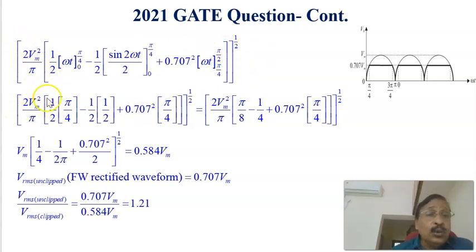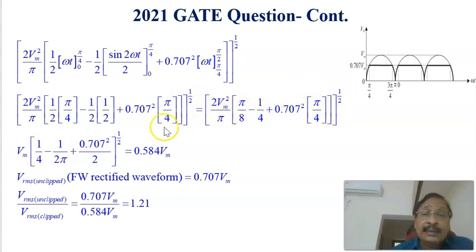Or here, 2 Vm by pi square divided by pi, half into, substituting here pi by 4 minus half into sine 2 into pi by 4, sine pi by 2. And here also we can get it is equal to 1 by 2, which is equal to plus 0.707 square into, substituting here pi by 4, and all under square root. Again that is equal to 2 Vm by square divided by pi, which is equal to pi by 8 minus 1 by 4 plus 0.707 square into here pi by 4 under square root.